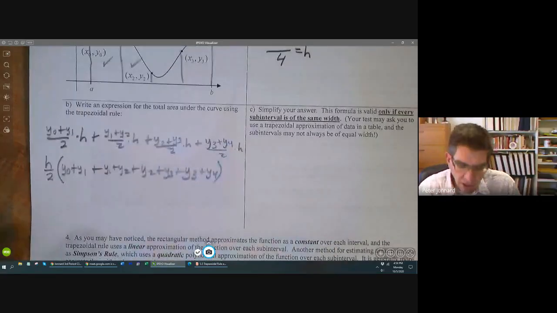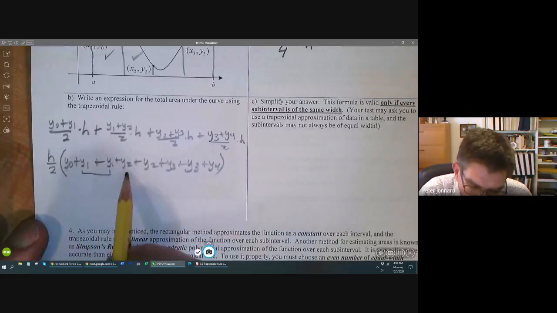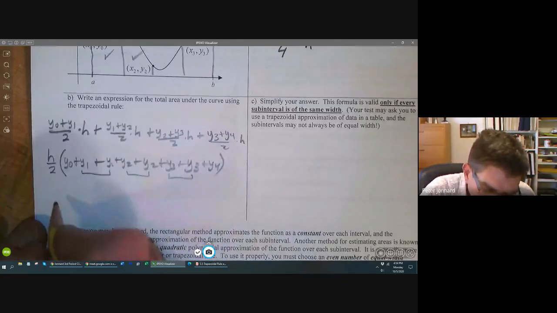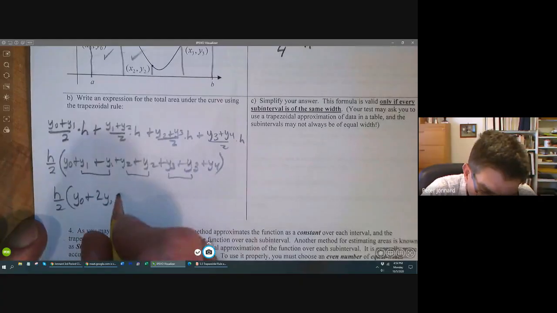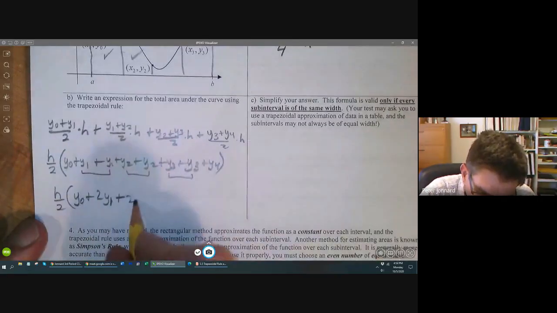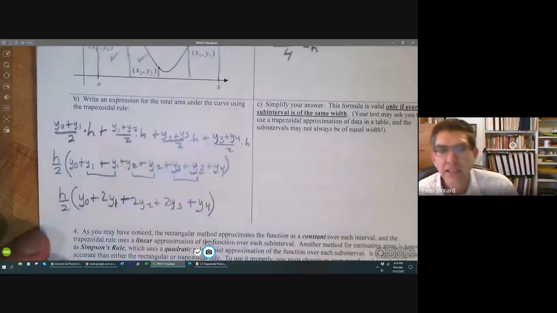Okay, and then you combine your like terms, you'll notice that this one's a singleton. There's a pair of those, a pair of those, and a pair of those. So I end up with h over 2 times y sub 0 plus 2y sub 1 plus 2y sub 2 plus 2y sub 3 plus y sub 4, like this, okay?